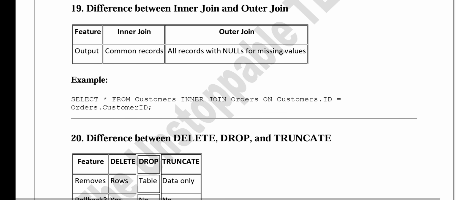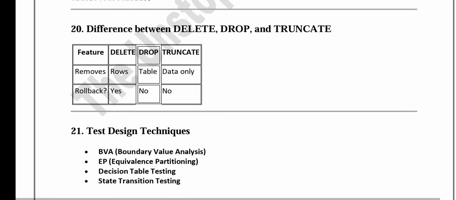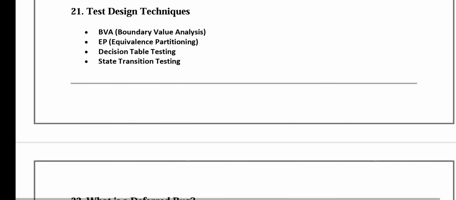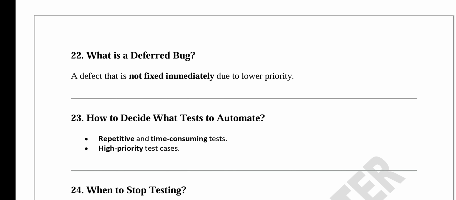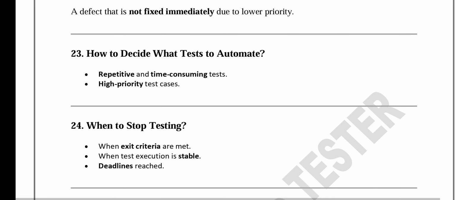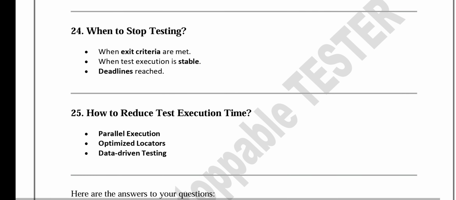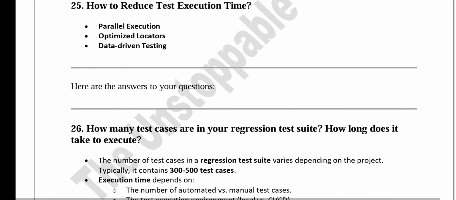Difference between inner join and outer join. Difference between delete, drop and truncate. What are the different test case design techniques? What is a deferred bug? How to decide what test cases to automate, when to stop testing, how to reduce the test execution time.